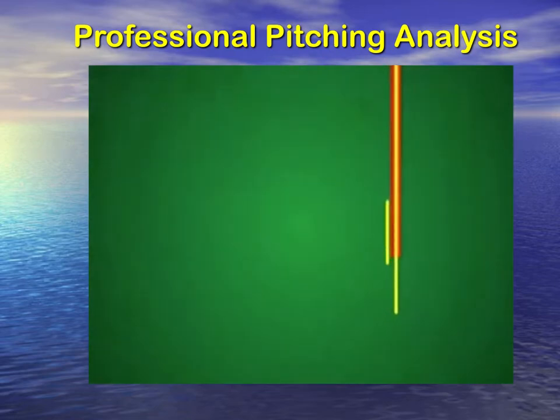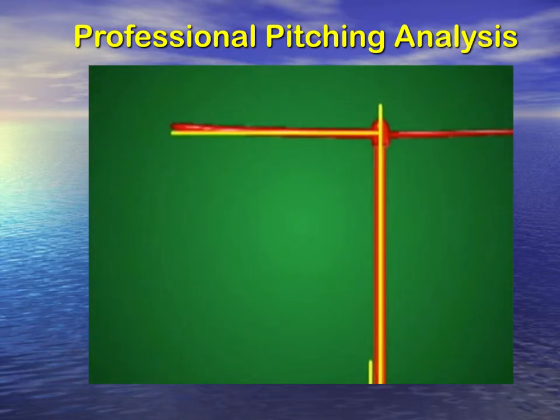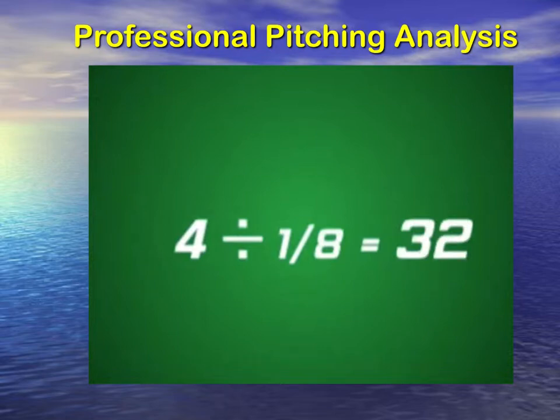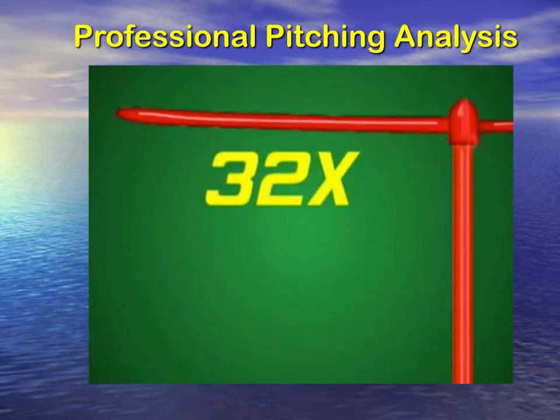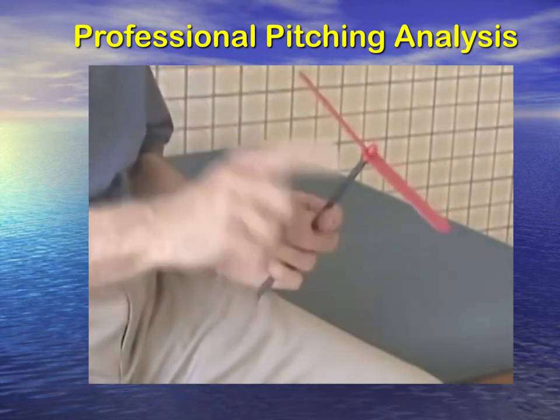The distance from the outside of the shaft to the center of rotation is 1/8 of an inch. The distance from the tip of the propeller to the center of rotation is 4 inches. 4 divided by 1/8 is 32. The speed at which you turn the center shaft is multiplied 32 times at the tip of the propeller. This is why you can't get the propeller to fly by turning the propeller blade.